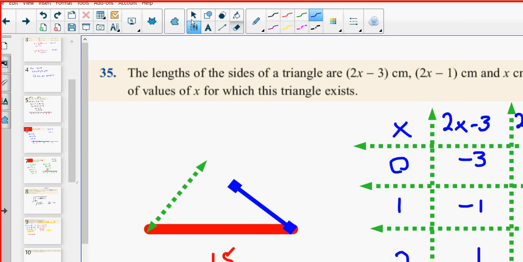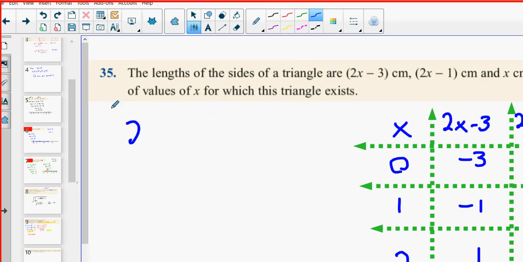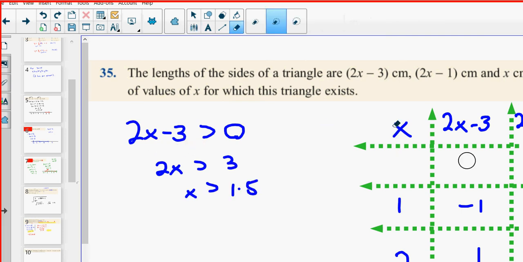So here's what we're going to do. We're going to write down this. The first thing for the triangle to exist is that the smallest side has to be bigger than 0. Would you agree with that? Alright. And then we said 2x is greater than 3, so x is bigger than 1.5. Why does 1.5 not work? Can anybody tell me? 1.5 doesn't work. Yes, sir.